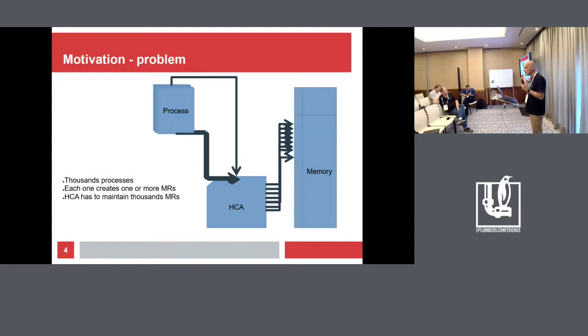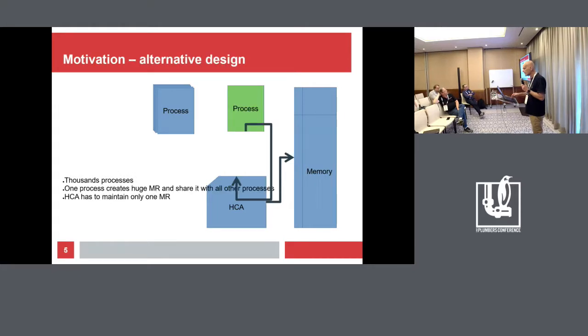So here's the thing. Consider a huge server with a huge amount of memory and many, many processes that serve client requests. And each one of the processes creates its own MR. So the hardware needs to handle all of these thousands of MRs. So maybe a better approach would be that one process will create one or maybe a few MRs, and it will share it with some other processes, like sharing shared memory. So then the other processes can use this MR and serve their clients. So we only have one or a few MRs.